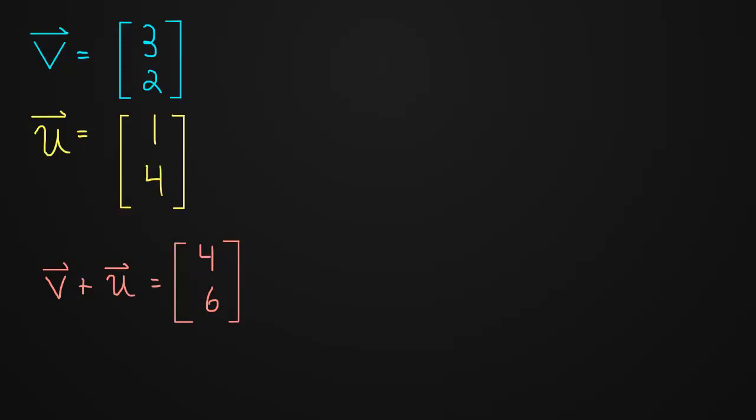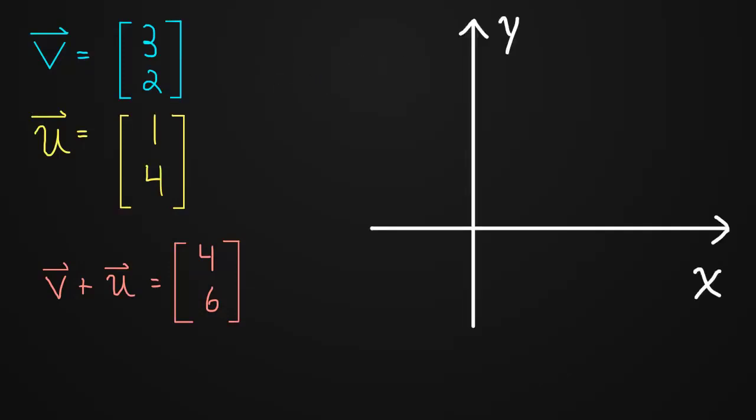Okay, so let's now look at this on a graph. Here is u and v, u in yellow, v in blue. Real quick, because I haven't mentioned this yet, vectors have two things. One is called a tail, its starting point, and the other is called a head, its ending point. I mean, they have more than two things, I guess, but they have a head and a tail.